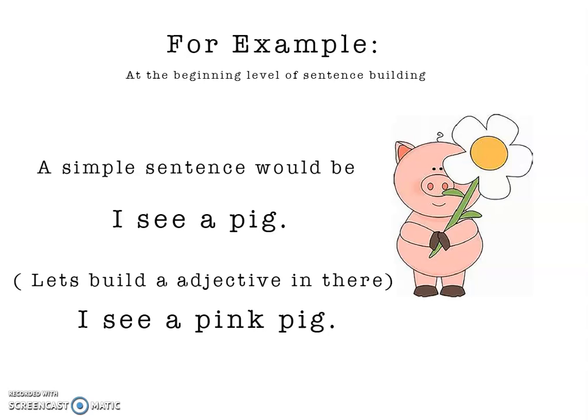I would first consider, based on what standards the children need to know and what the needs are for my kids, what I would want to introduce to them. For this example, the objective would be to teach them about adjectives and putting adjectives in simple sentences to make writing more descriptive. So you can see on the screen, a simple sentence would be, I see a pig.